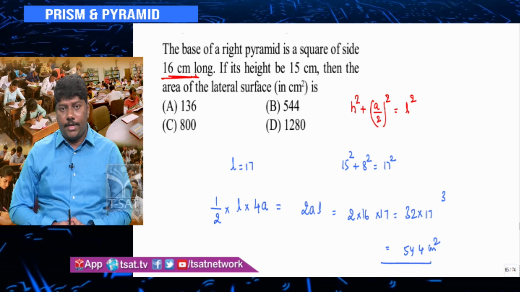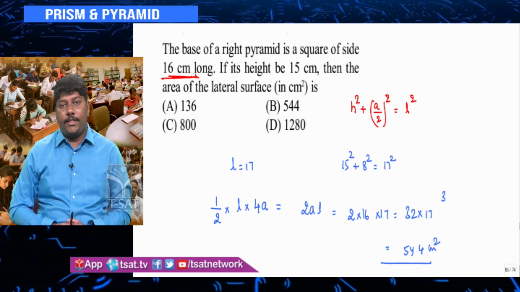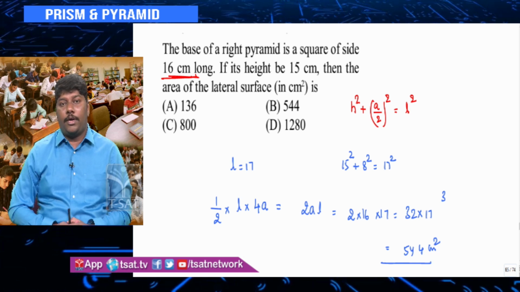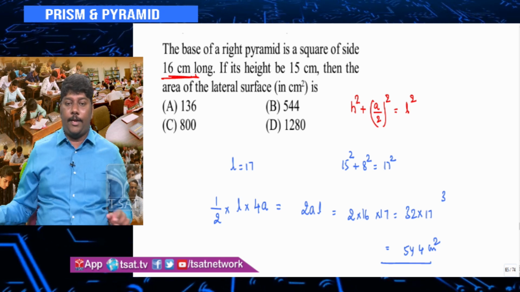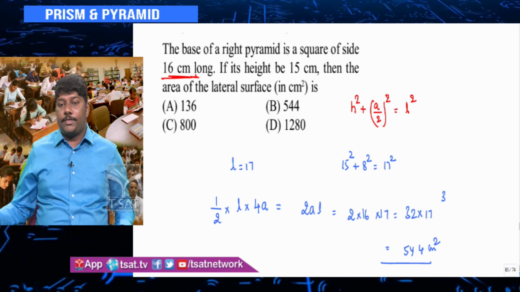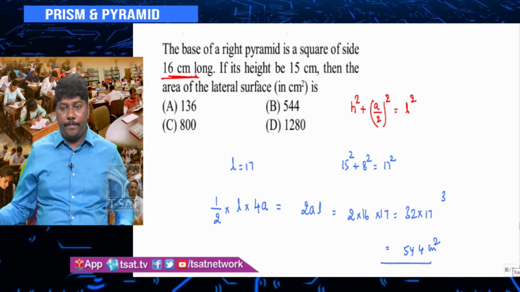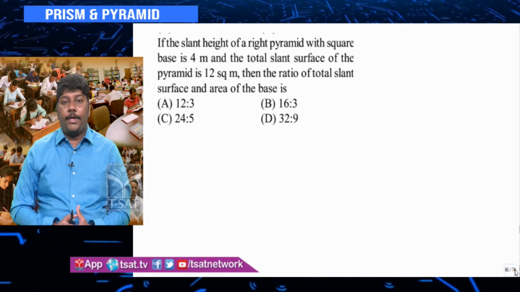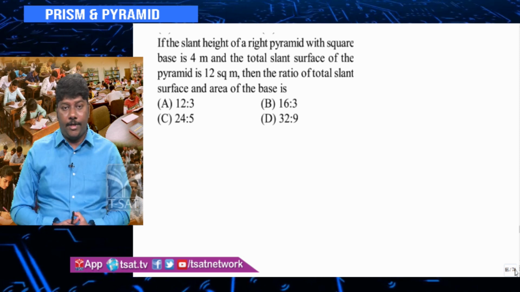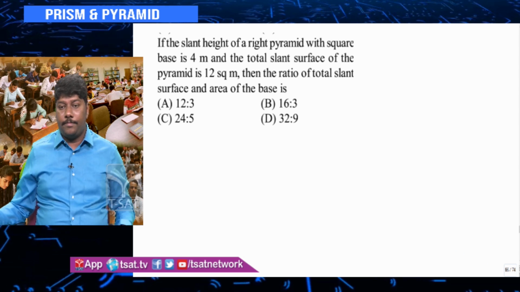If you want the total surface area, all you have to do is take the area of the square, that is 16 into 16, 256, and add it to the lateral surface area. So add the base to the lateral surface area in order to get the total surface area. Here, if the slant height of the right pyramid with the square base is 4 centimeters, I think they have done this.